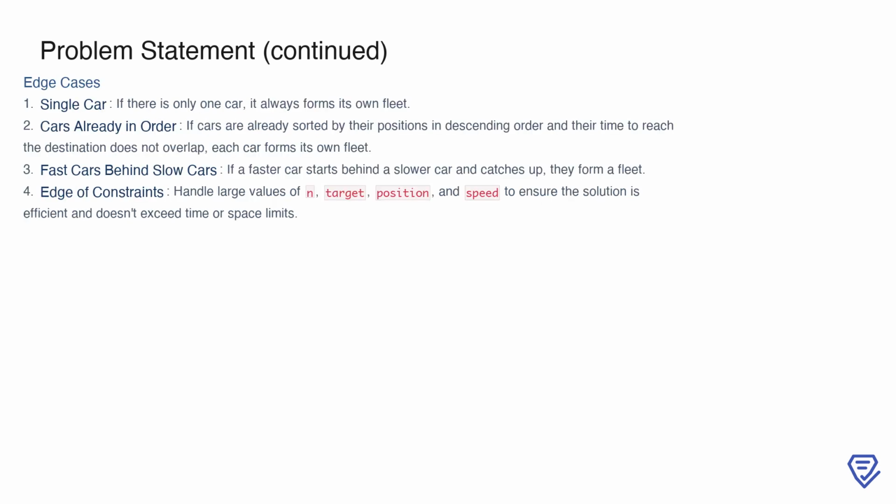There are several edge cases to consider. First, if there is only one car, it will always form its own fleet. Second, when cars are already sorted by their positions and their times to reach the destination do not overlap, each car forms its own fleet.